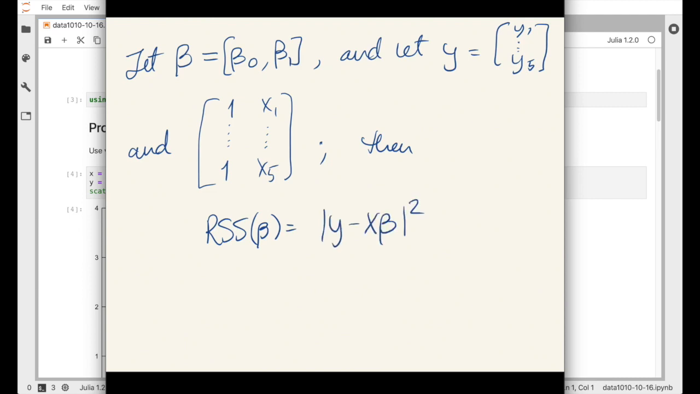So the 1s in x hit beta 0 when we conduct this matrix multiplication here. And that produces the beta 0 terms. And the x's hit beta 1, and that produces the slope terms. And if you expand out this squared norm, that's going to be the same as the residual sum of squares. So we can write this out as (y minus x beta) transpose times (y minus x beta). And in this form, we can use our vector differentiation rules to take a derivative and set the result equal to 0.